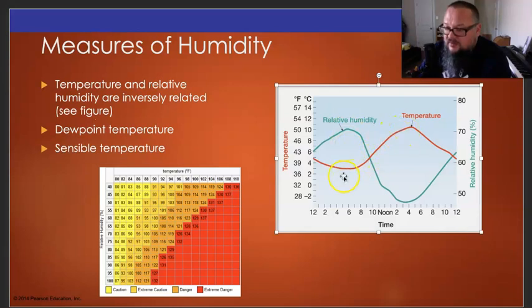Then later on during the day, as the temperature rises, it can hold more and more moisture. So as the temperature goes up to the high point, the ability of that air to hold water vapor is going to increase, and as such, the relative humidity goes down until the warmest point of the day. So when the temperature starts falling again, the relative humidity will begin to increase. Temperature and relative humidity are what we call inversely related. That means when one goes up, the other one goes down. That's called an inverse relationship.